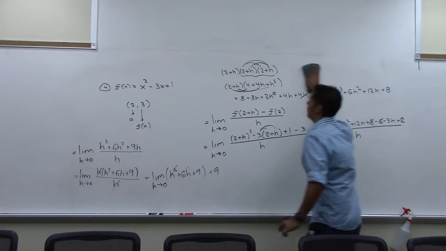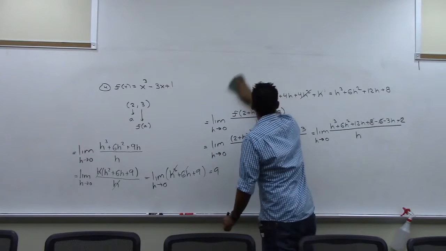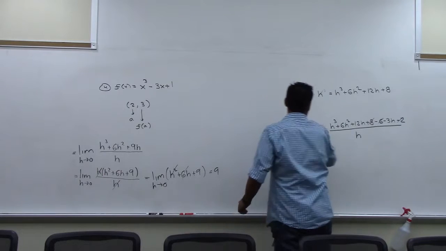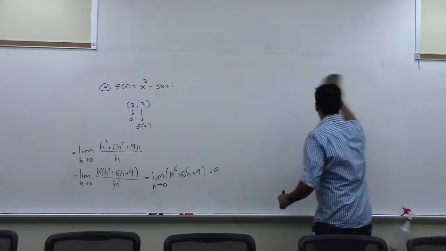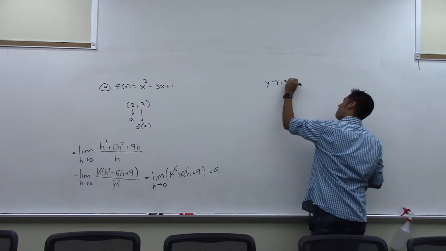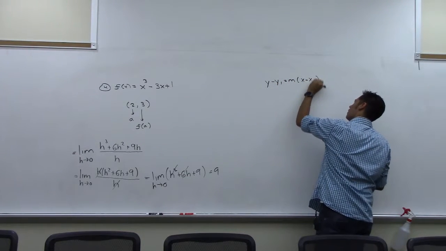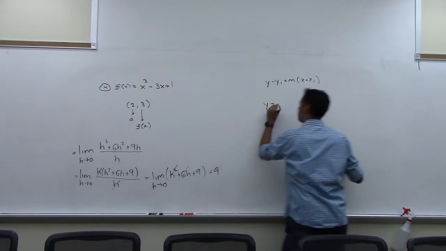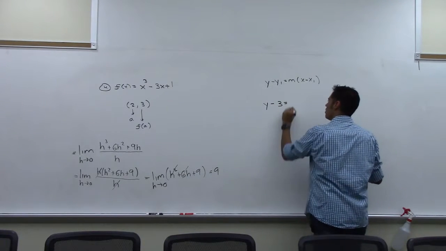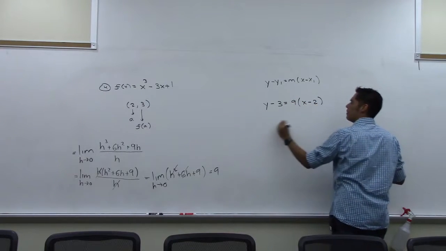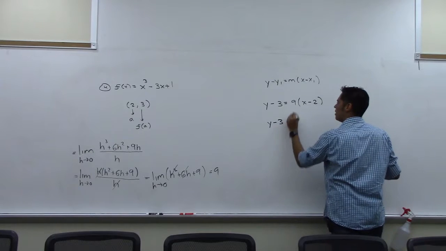Yeah, all right. So now, that's just the slope. We need the equation of the tangent line. So I'm going to use this again. And I can replace y1 with 3, my slope, which is 9, then x minus x1, which is 2. I can now distribute the 9 through.